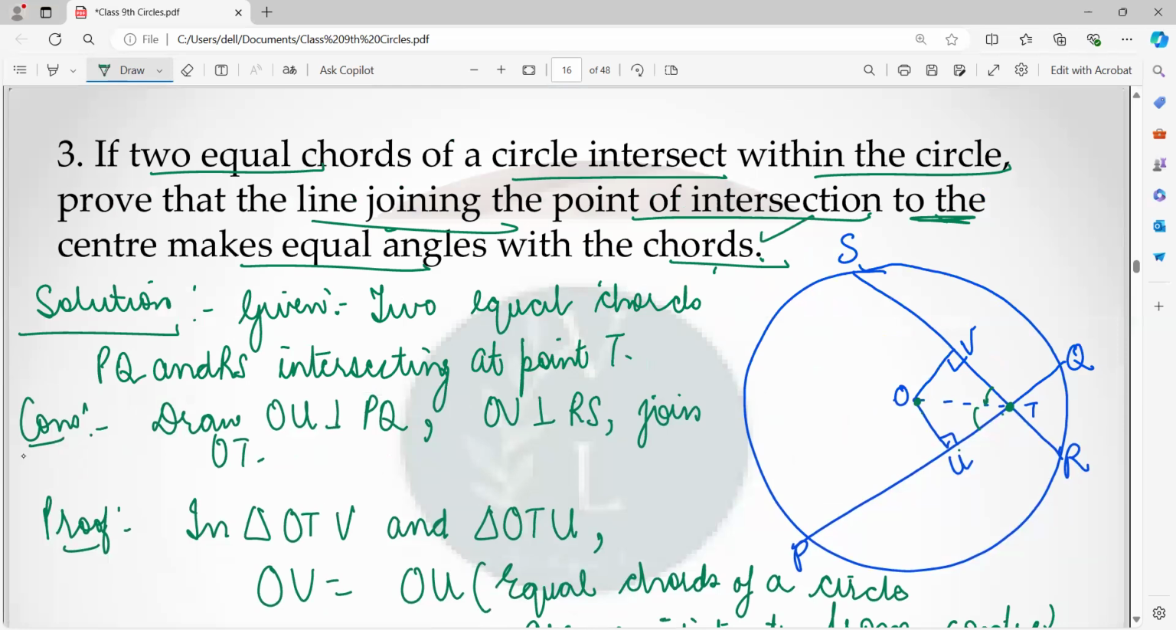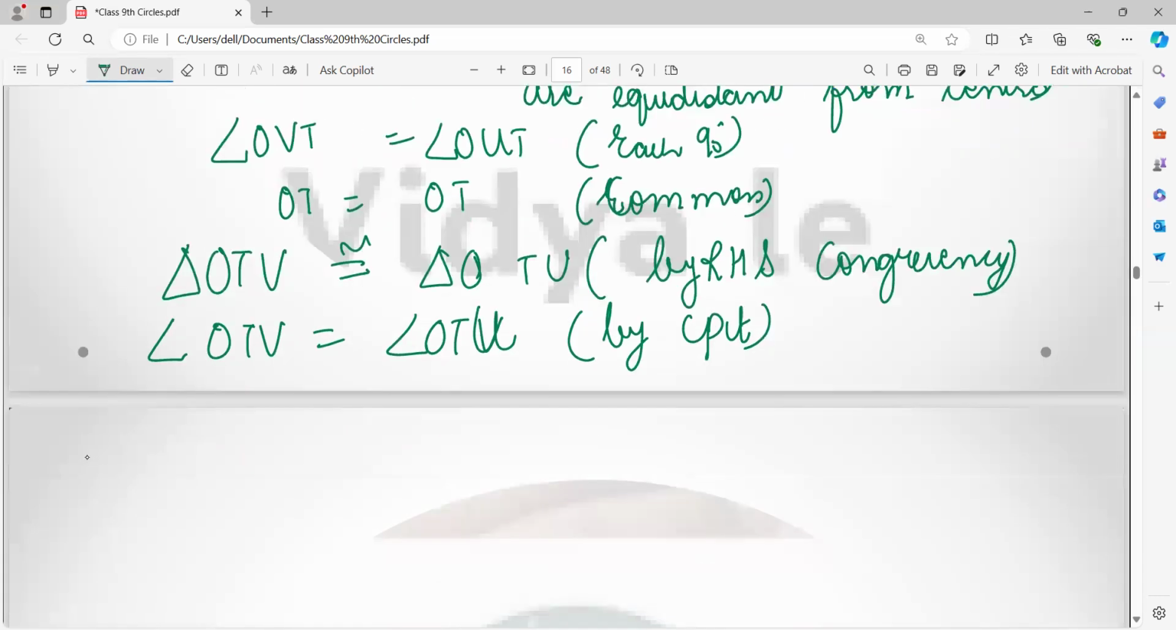We need to prove the same thing, that this angle is equal to this angle. That is, the line joining the point of intersection to the center, that is this OT, makes equal angle with the two chords. So we have proved the same thing. Hence, proved. I hope it is clear to everyone.